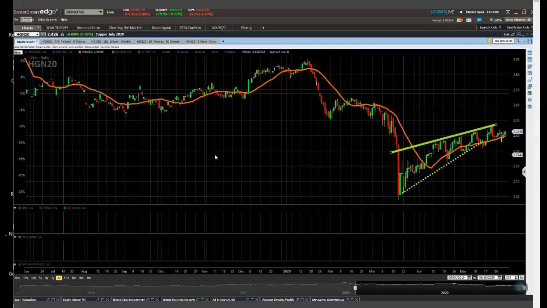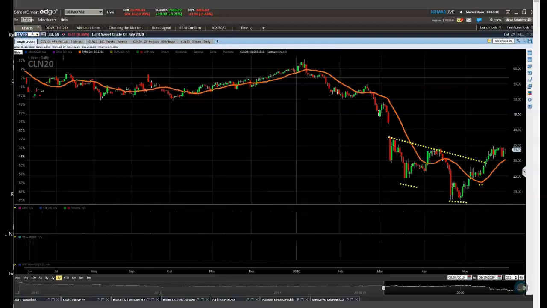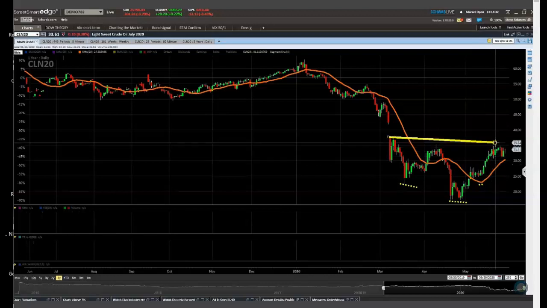All right, let's look at oil. There are 2 ways you can look at this chart, right? I've drawn it as an inverse head and shoulders, and we did break out of that. I would say the other, more common way to look at it now, though, is, can we fill the gap?